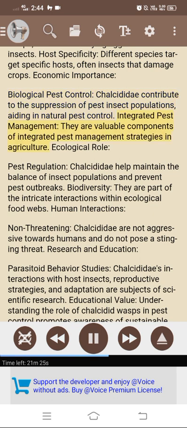Integrated pest management: they are valuable components of integrated pest management strategies in agriculture. Ecological role, pest regulation: Chalcididae help maintain balance of insect populations and prevent pest outbreaks. Biodiversity: they are part of the intricate interactions within ecological food webs.